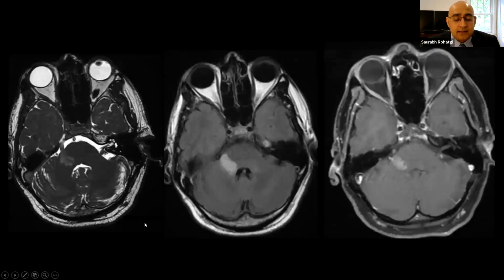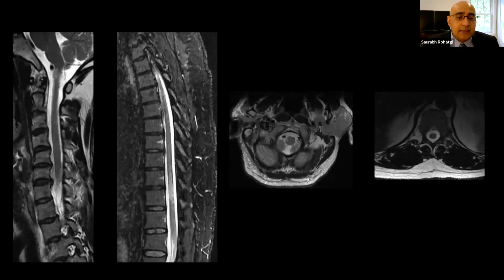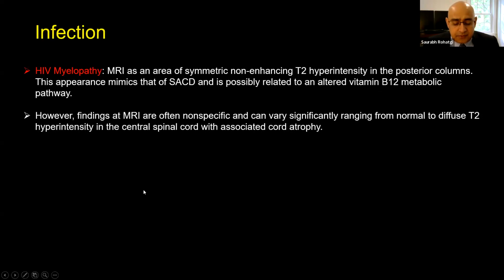This was a case of varicella zoster myelitis. There's T2 hyperintensity within the middle cerebellar peduncle with involvement of the trigeminal nerve, and enhancement on the post-contrast sequences in the brain. And in the spinal cord, there were patchy areas of cord signal change within the cervical and dorsal spine. For the sake of completeness, another infectious entity is HIV myelopathy, where you have T2 hyperintensity within the posterior columns, which may mimic subacute combined degeneration of the cord.